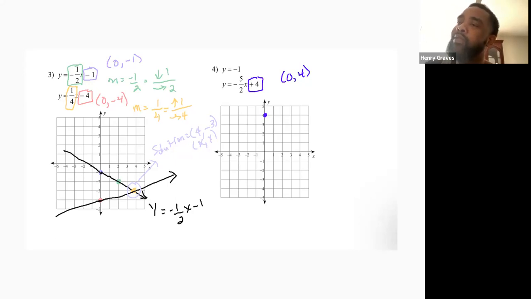So that means I'm going to be going down 5 because that's a -5, and I'm going to go right 2 because that's a +2. So from that purple dot, I'm going to go down 5: 1, 2, 3, 4, 5, right 2. And then I'm just going to go ahead and connect the dots.